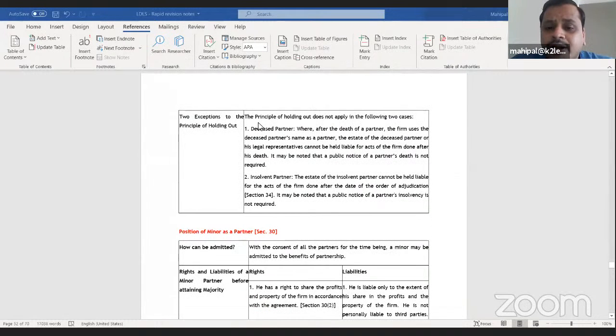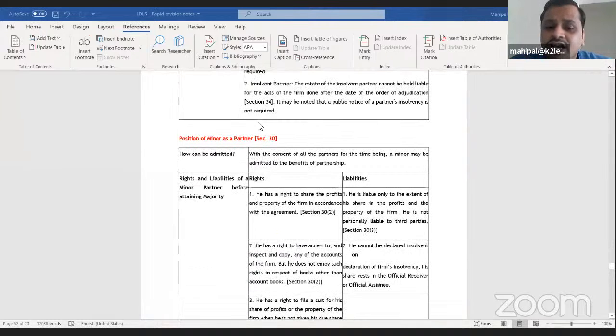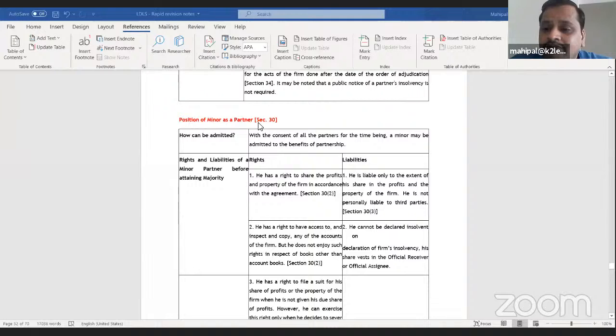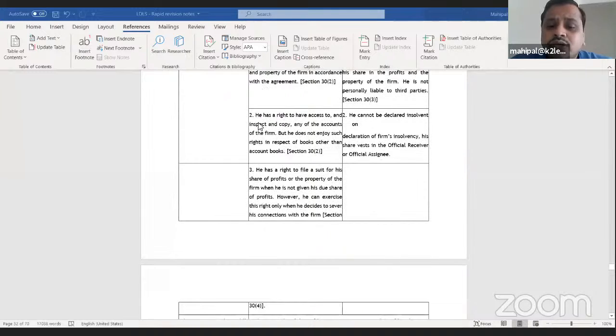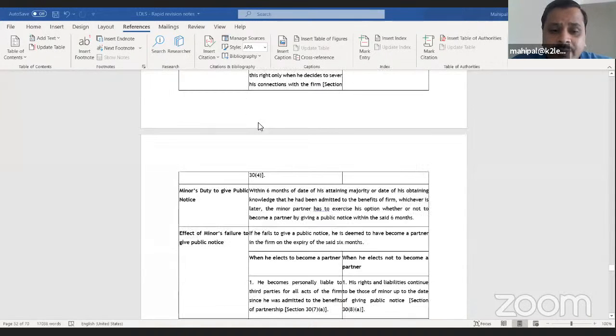Minor partner is a person who has not attained the age of majority. He can be admitted only for the benefit of the business of the firm. His right is to share the profit of the business and also the property of the firm, but he is not personally liable to any third party. He has access to books. He cannot be declared insolvent. He has a right to file a suit for share of profit, etc.